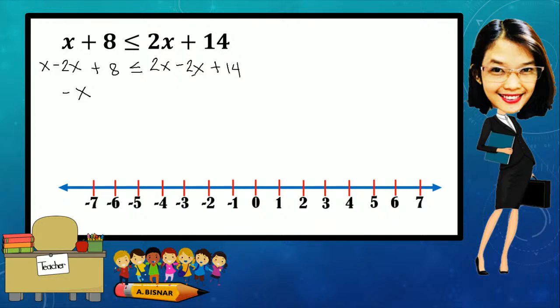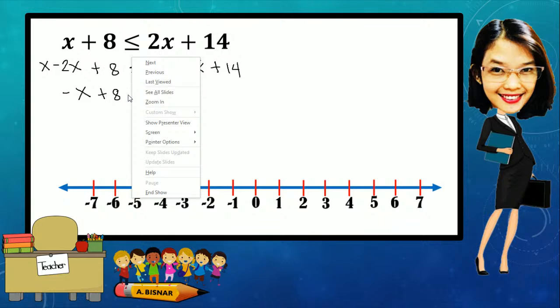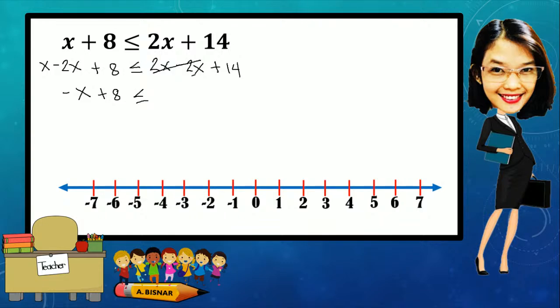Then, this will be 0. Wait, I forgot to write 8. X minus 2x is negative x plus 8 is less than or equal to 14 na lang. Kasi 0 na yon. So, next is we have to remove 8. So, we will subtract. Negative x plus 8 minus 8 is less than or equal to 14 minus 8. So, this will be 0. So, what's left? Negative x is less than or equal to 14 minus 8. The answer is 6.